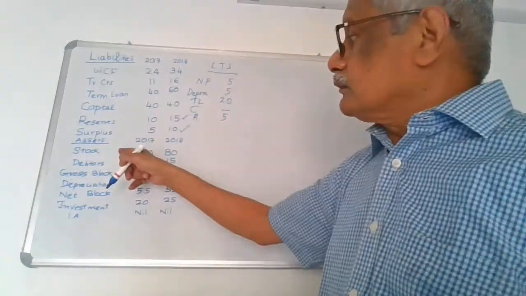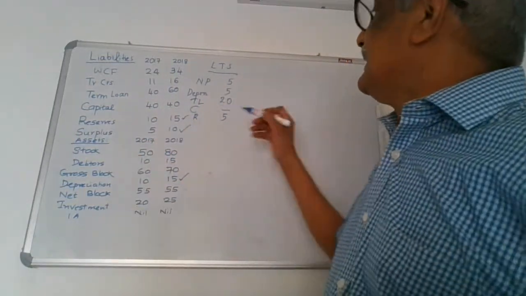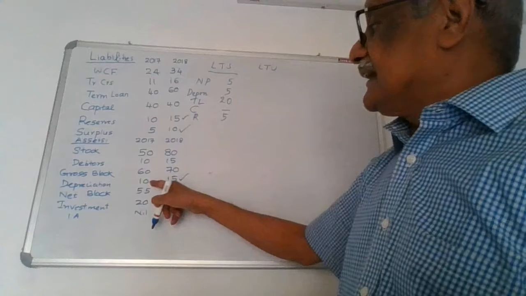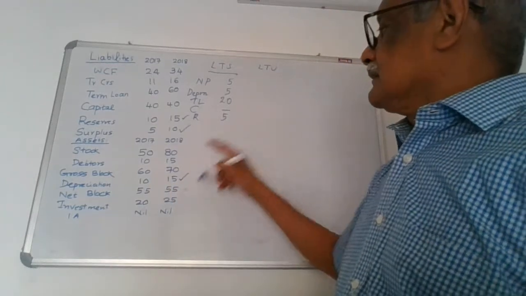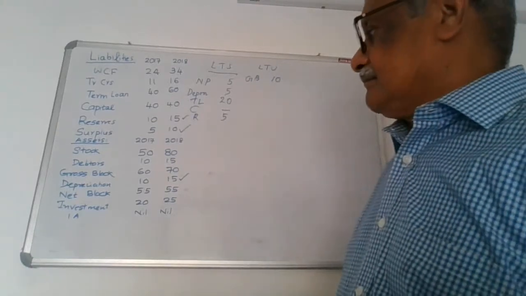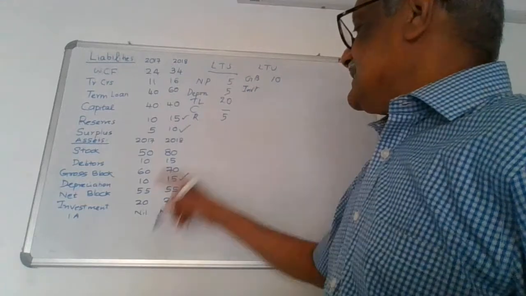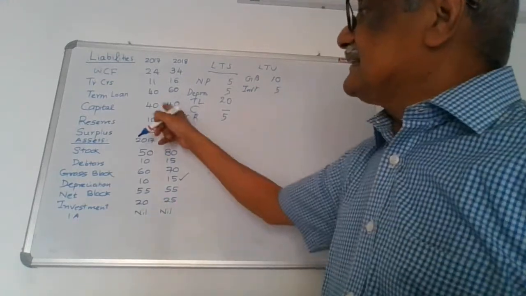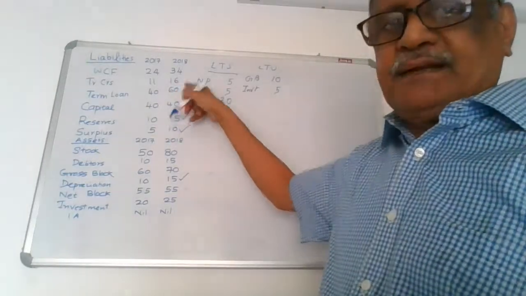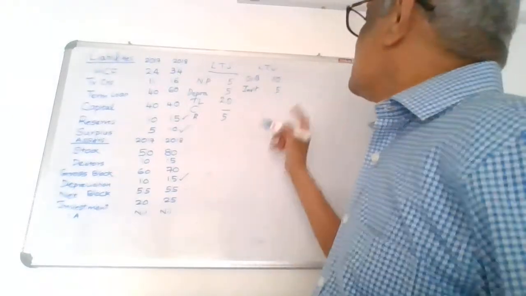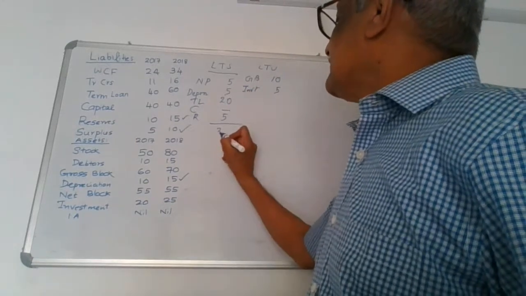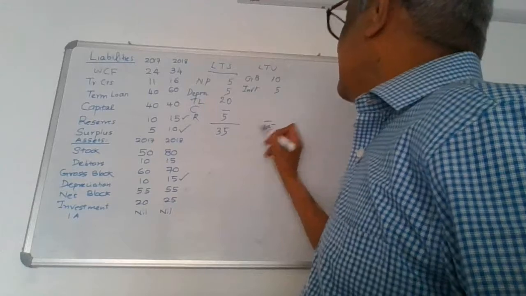Now go to the asset side. Any increase, I am taking as LTU. Having taken the depreciation, we will take only the gross block. So here, my gross block has increased by 10. My investment has increased by 5. There is nothing decreased. Suppose the 40 has become 30, naturally, any decrease in the liability, I will take it as a use. Since there is nothing, in total we have 5, 10, 30, 35 LTS and 15 LTU.